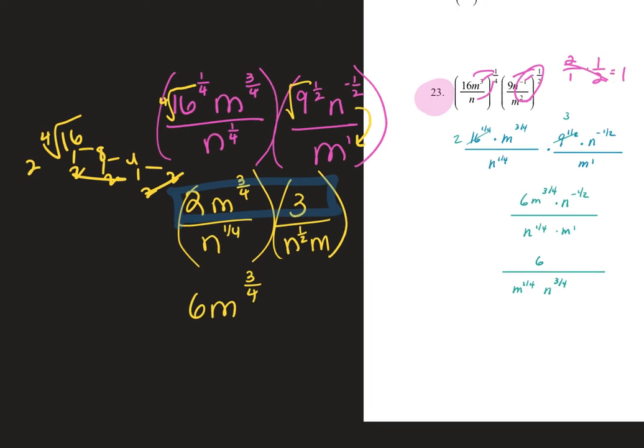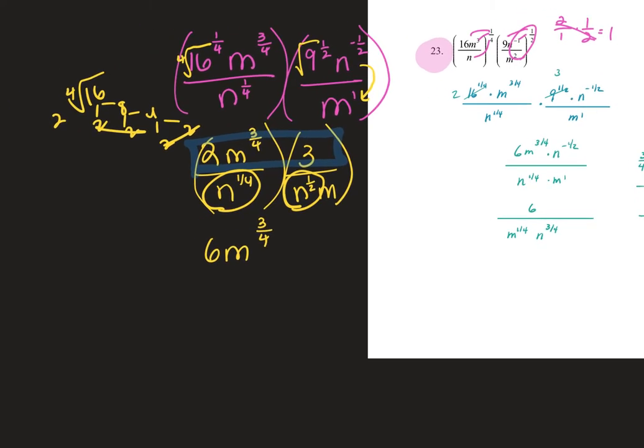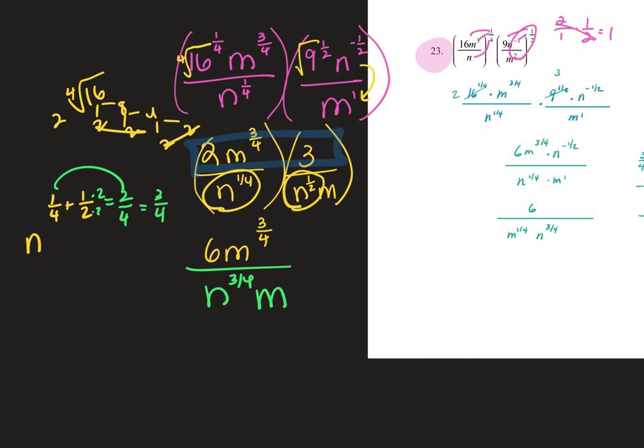Okay, so I did the numerators. Now the denominators, n to the 1/4 times n to the 1/2 means I'm going to add that 1/4 plus 1/2. I have to give it a like denominator, so times 2 times 2. This is 2/4 plus 1/4, which is 3/4. So this goes n to the 3/4. And then m to the 1st.